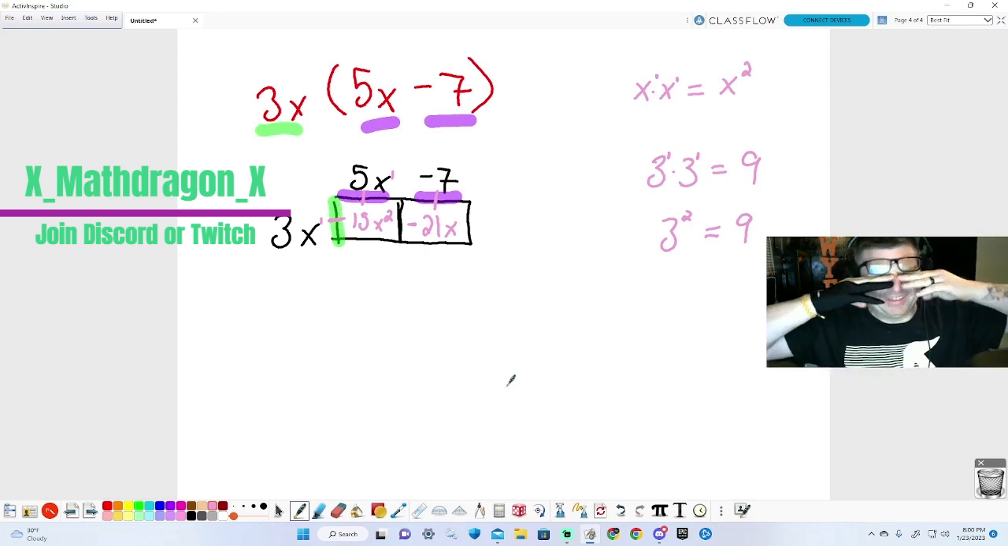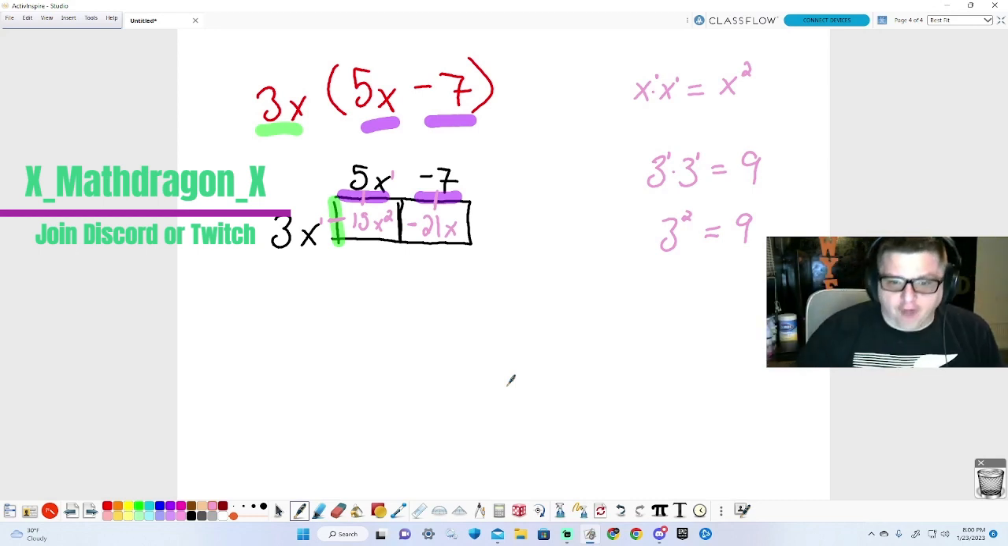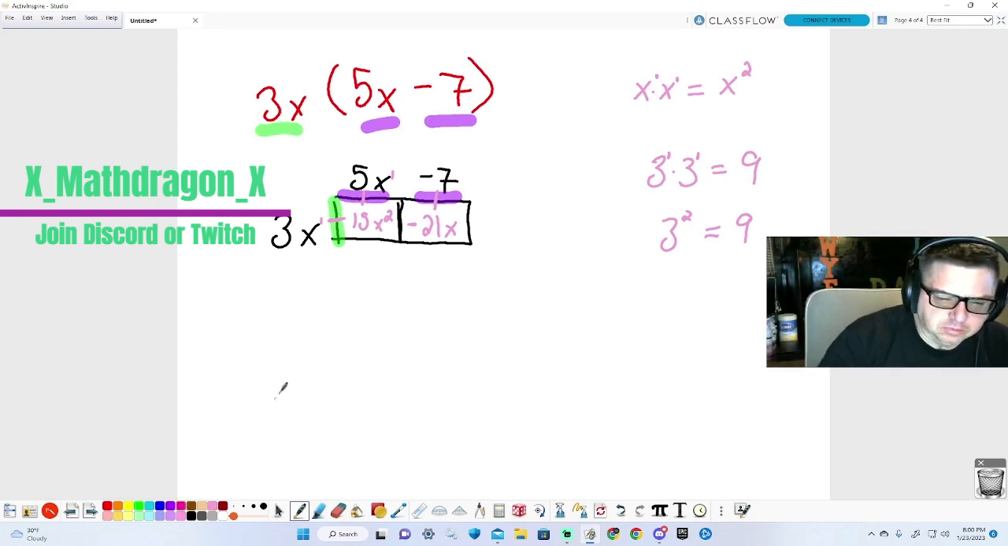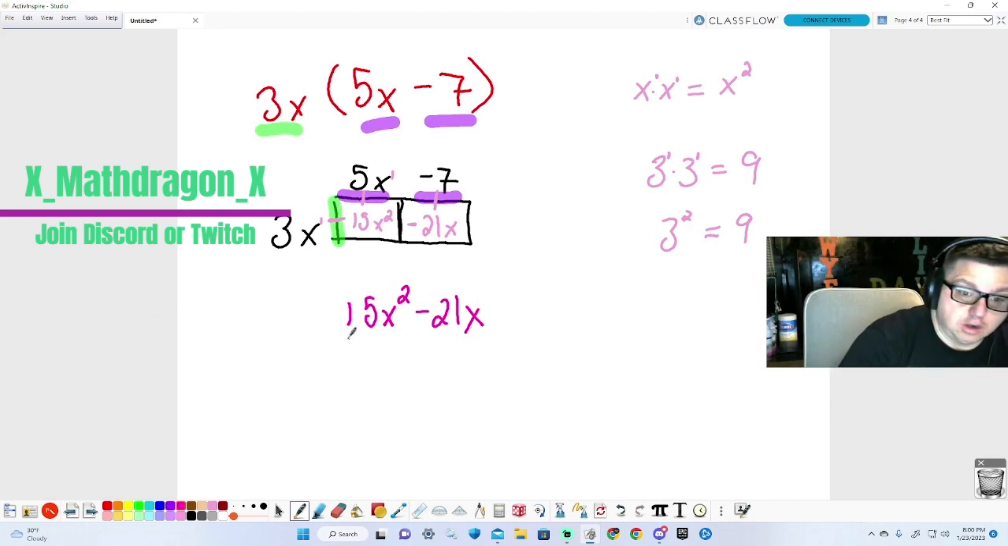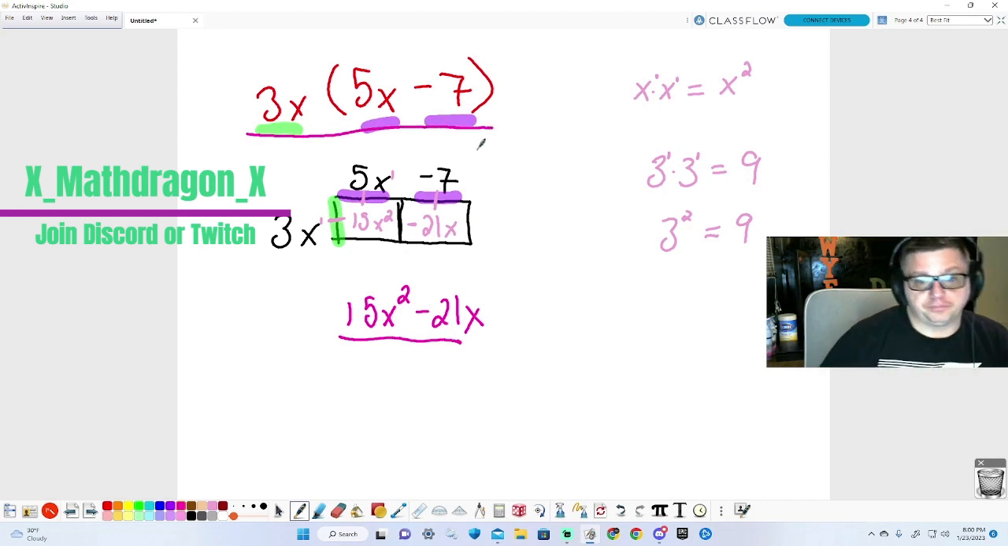So that this becomes, as of right now, our final cleaned up expression, 15x squared minus 21x. And that's our cleaned up expression. It's no different than this one. It just looks different. And I know that sounds convoluted, but really this is one way to look at it. This is another way to look at it.